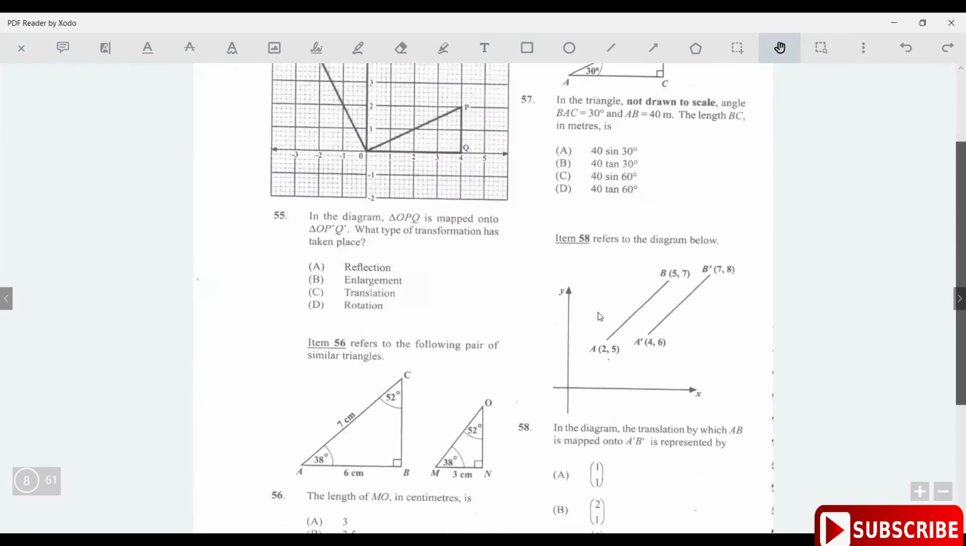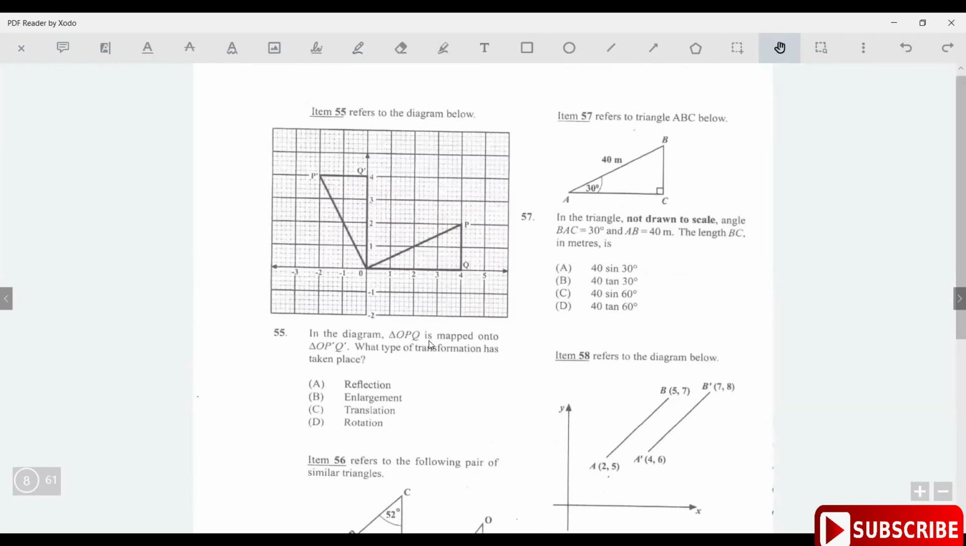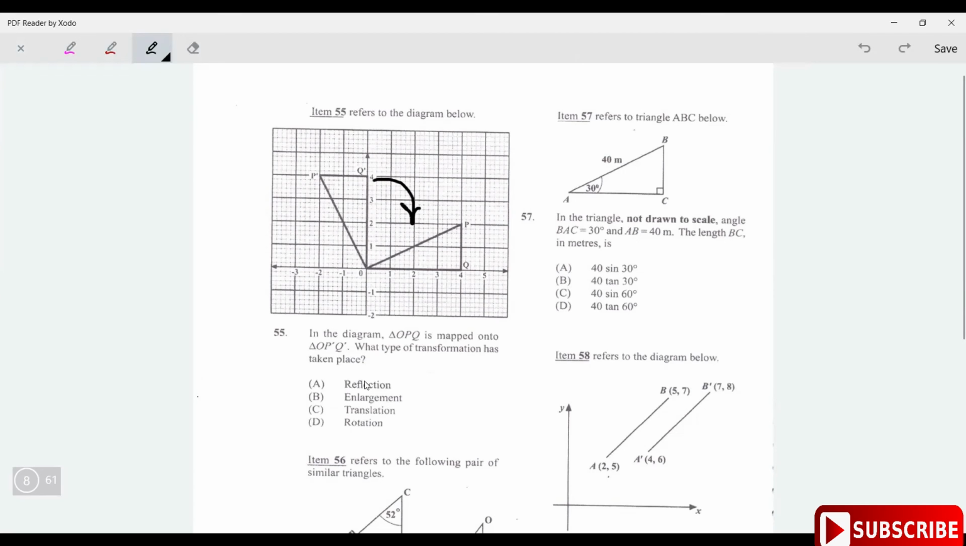Question 55. In the diagram above, triangle OPQ is mapped onto triangle O prime, P prime, Q prime. What type of transformation has taken place? Clearly, as you can see, this is not reflection, this is rotation. You can see that it turns. Once it turns by some angle, some degree, then it is clearly rotation. Easy question, solved.